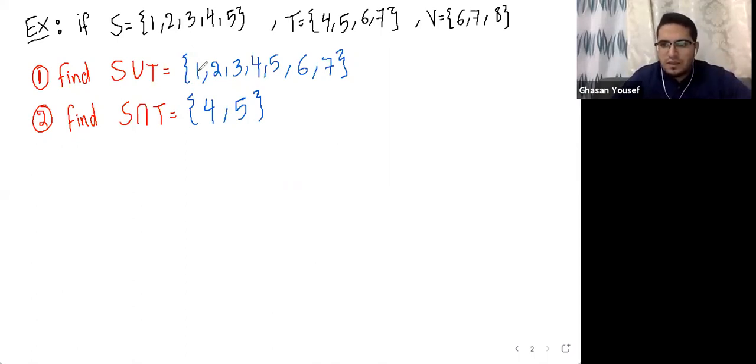What about 8 from set V? No, we're doing only S and T. Jasmine, we're doing only S and T. Yes, this is the intersection between S and T.